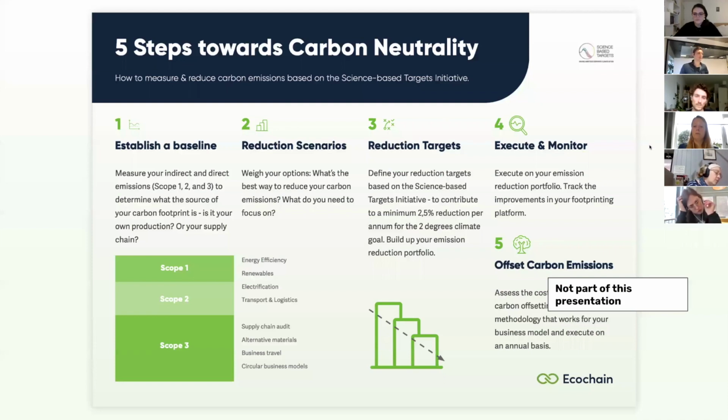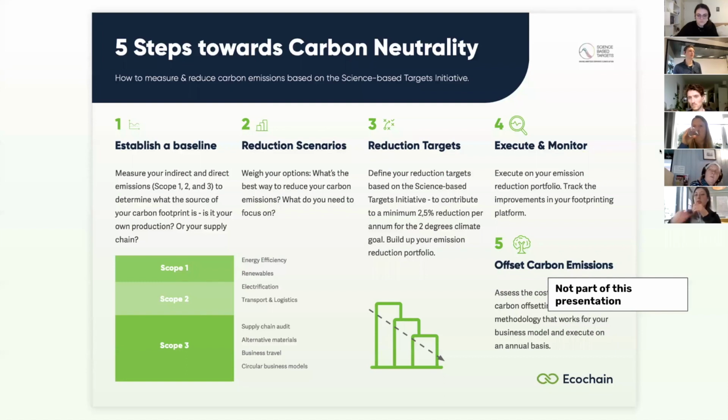The second step is typically about reduction scenarios. How can I improve? What steps can I take? What strategies can I follow to really make a change? Of course, those reduction strategies should focus on the biggest emissions. The third step is, what targets are feasible? What should I set as a target? Should I go beyond the Paris Agreement? Should I be more ambitious? Or should I do something else?